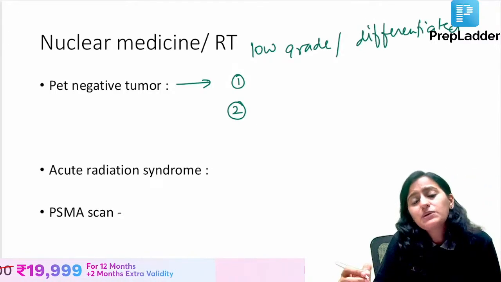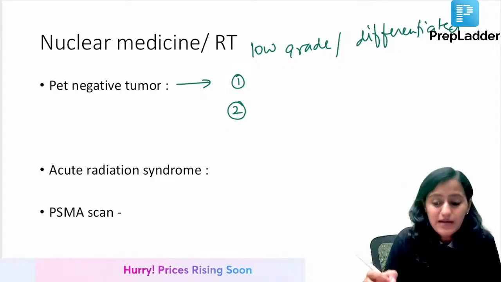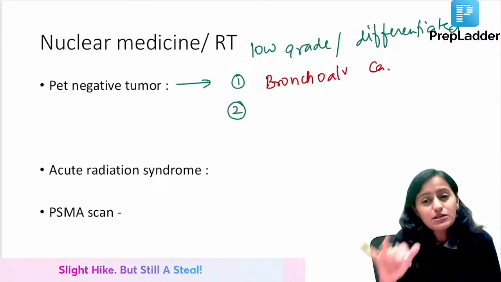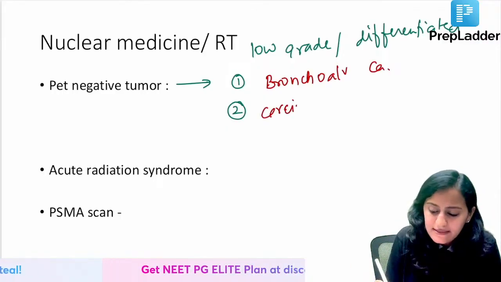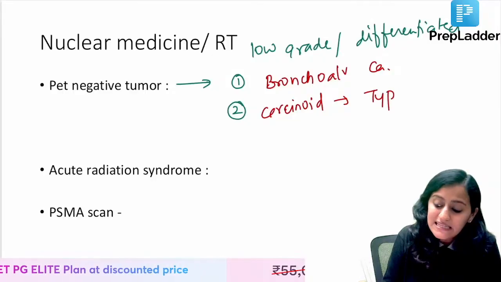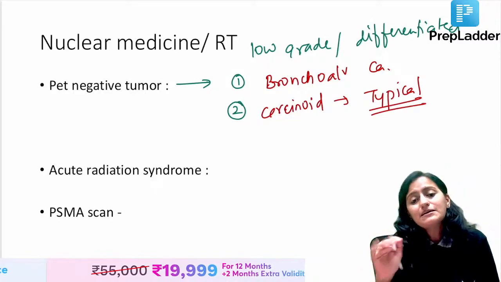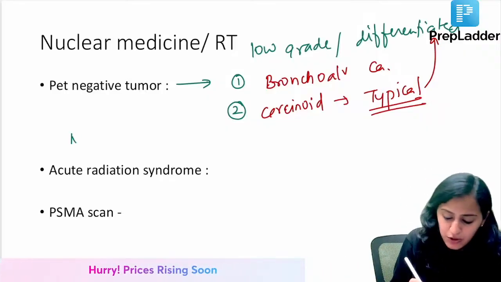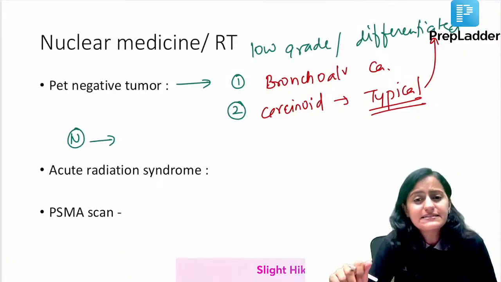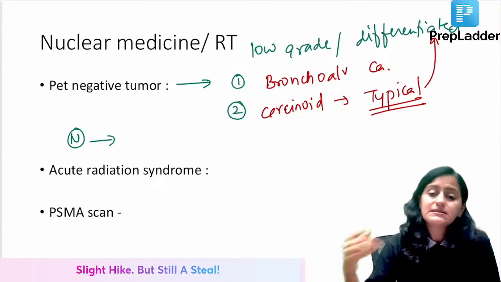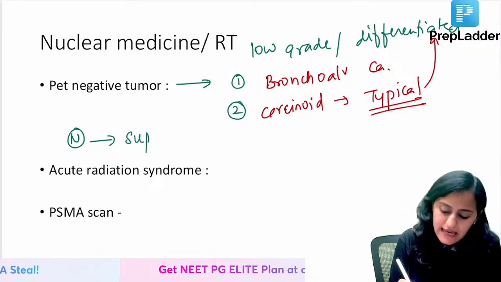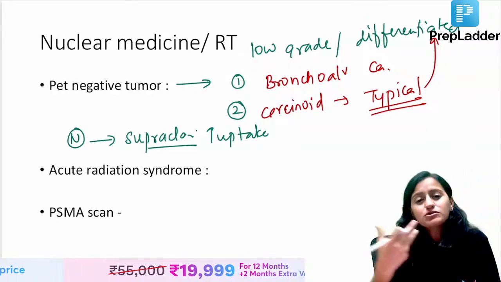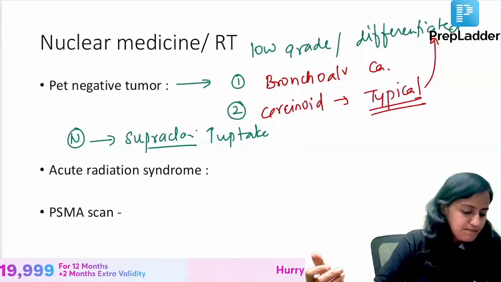So a low grade tumor in the lung, like the low grade adenocarcinoma in situ, as it is now called, which was bronchoalveolar carcinoma, is a low grade tumor. Then carcinoid. Even in carcinoid, remember typical carcinoid. Typical means well differentiated carcinoid. That is going to be PET negative. Where is normal physiological increased uptake seen in PET? Remember the supraclavicular areas can show increased uptake, right? Because of the brown adipose tissue. They can show increased uptake. Okay?